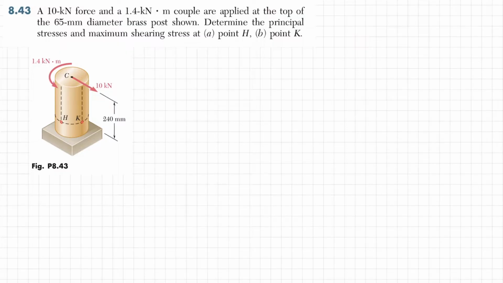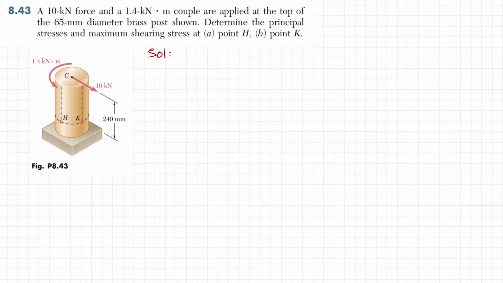So, you can see this is a brass post, and a 10 kilonewton force is applied on this face and a 1.4 kilonewton meter couple is applied. So you have to find the principal stresses and maximum shear at point H as well as at point K. So let's start with the solution.